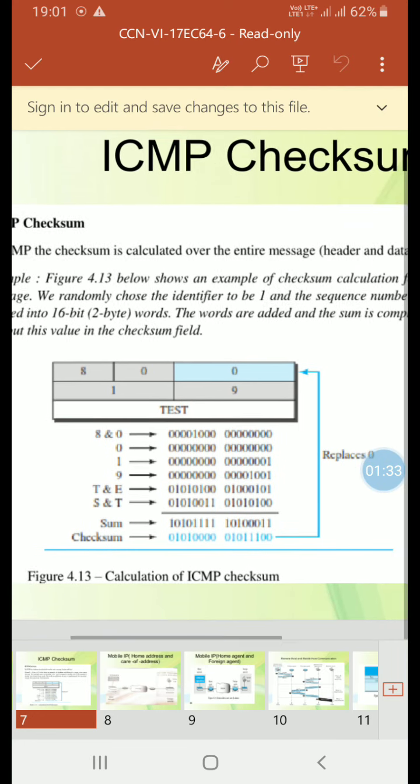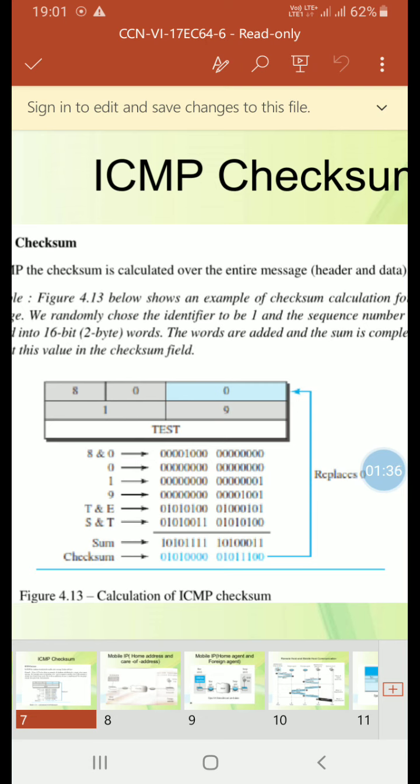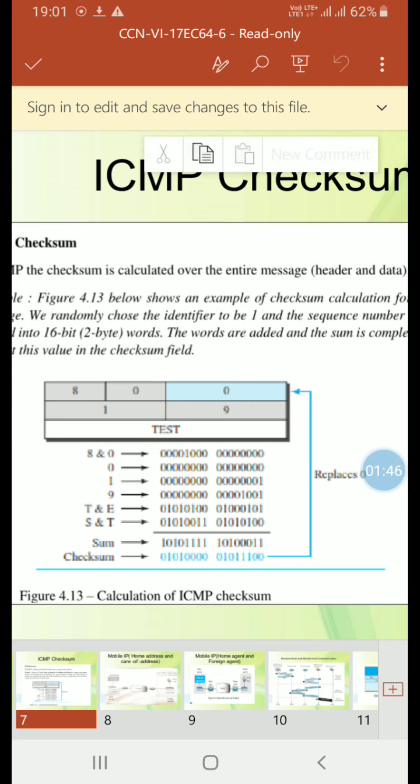So 8 and 0 is split into 16-bit words of 2 bytes. This is 8, this is 0. Next, 0 has been shown. Then 1 has been shown here, third line. Next, 9 has been shown in the fourth line. So you can see 0, 9. Then "test" has been split into T and E, S and T.